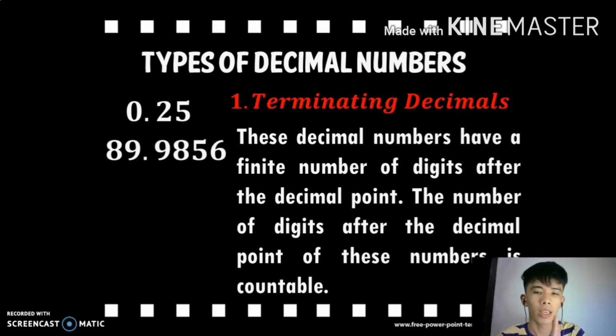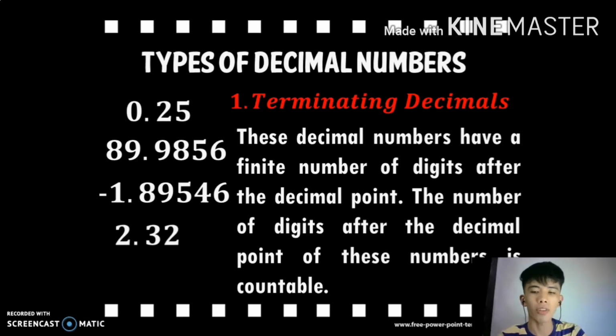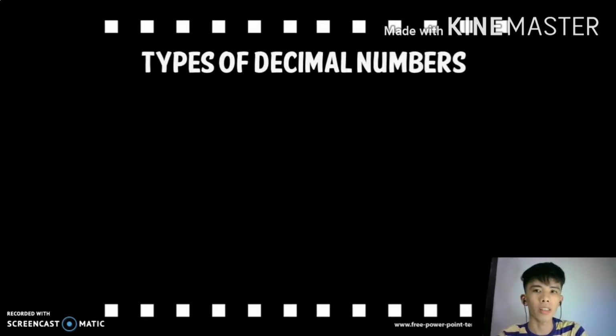How about this one? After the decimal point, we have 4 digits. Countable. Then the next example has 5 digits after the decimal point. Then another has 2 digits again. So those are what we call terminating decimals, or the exact decimals. Okay? Next, number 2.